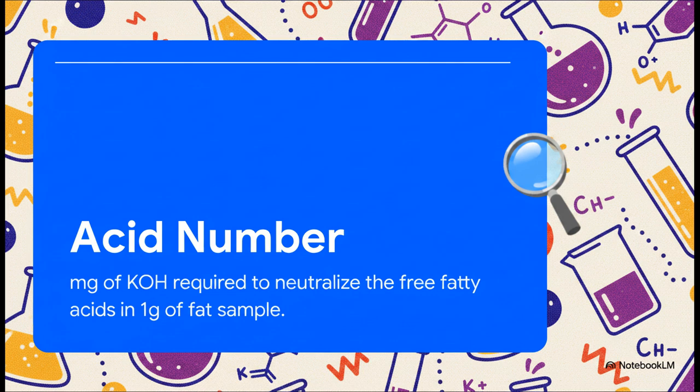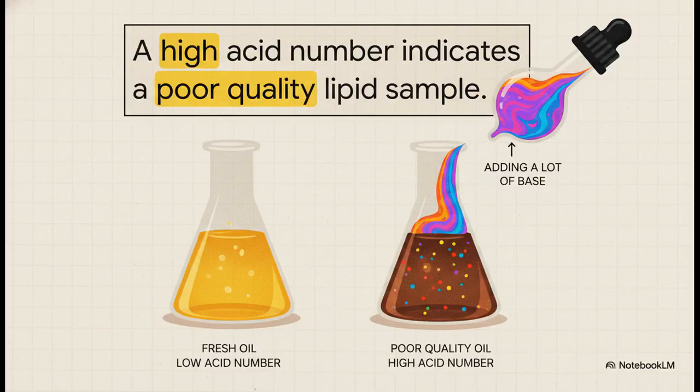To pull this off, we use a base, specifically potassium hydroxide, or KOH, to neutralize that acid. So the acid number is defined as the exact milligrams of KOH required to neutralize the free fatty acids in just 1 single gram of our fat sample. So what does this all mean? Well, it's a direct correlation.